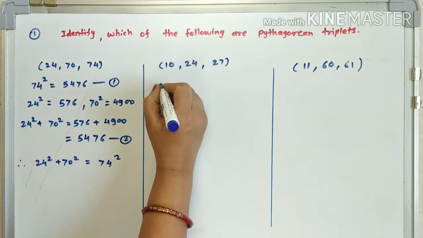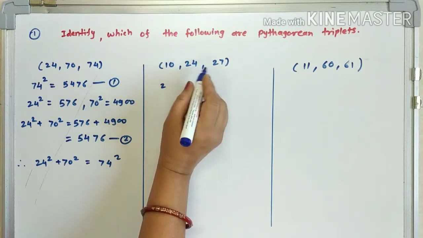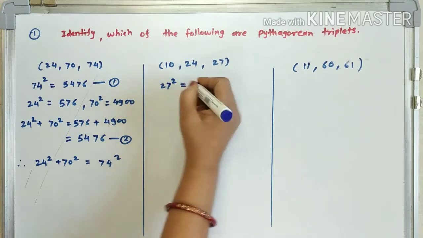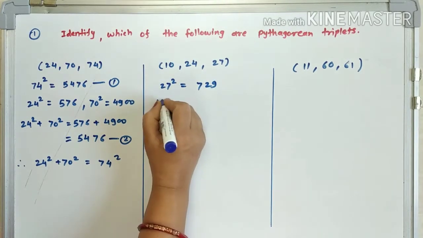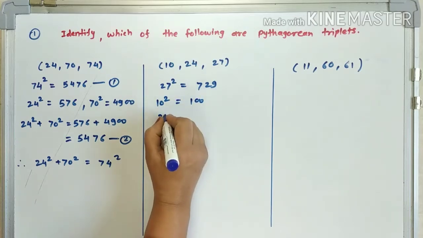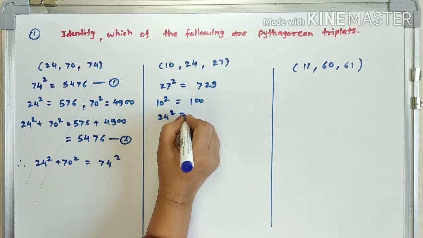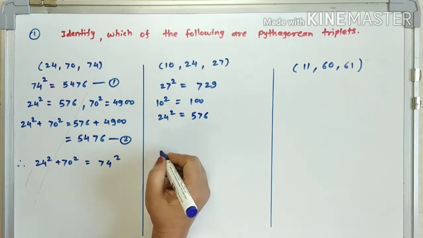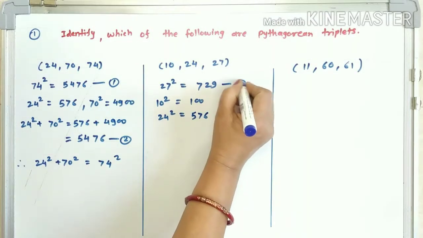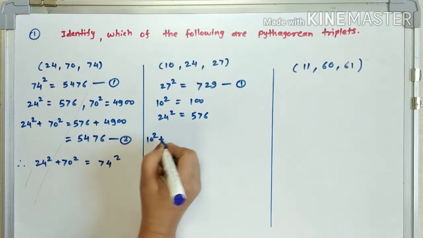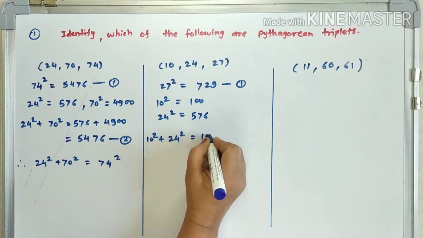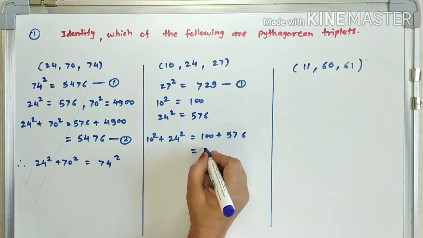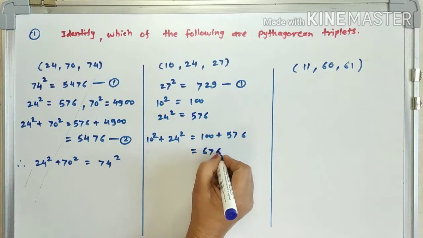Next is 10, 24 and 27. The largest number is 27. 27 square is 729. 10 square is 100. 24 square is 576. Now we add: 10 square plus 24 square equals 100 plus 576 equals 676.